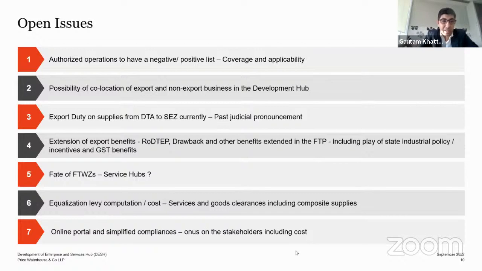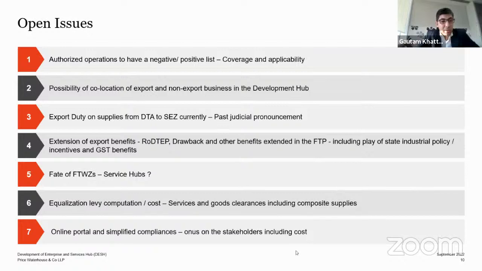But the way the legislation is right now, though it's just a bill, it does not seem to differentiate the tax benefits on either of these. So sitting in a development hub, even providing a non-export business, you could avail all tax incentives, fiscal and non-fiscal incentives.